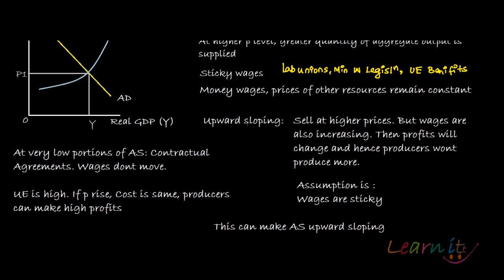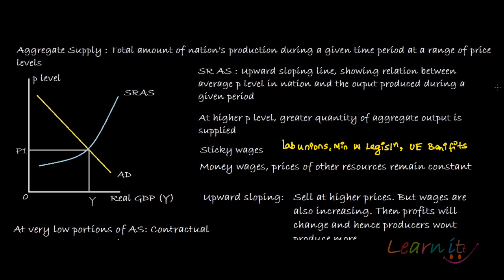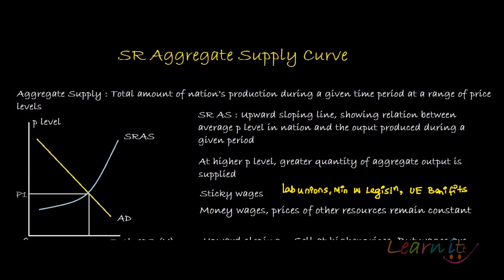This portion of the AS curve is the portion of high unemployment. These producers can hire more workers at very low wages. Their cost can remain the same, but profits will increase when prices increase. And this explains the flat portion of the AS curve. I've also explained the upward portion of the AS curve. There is also the vertical portion of the AS curve, which corresponds to the long-run AS curve, which we'll be discussing in a later recording.